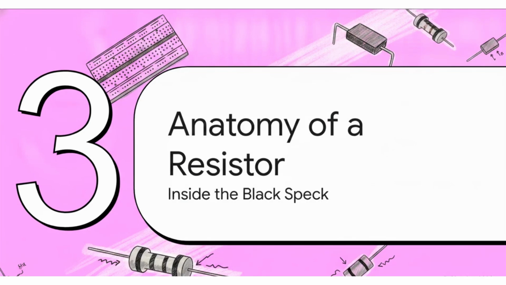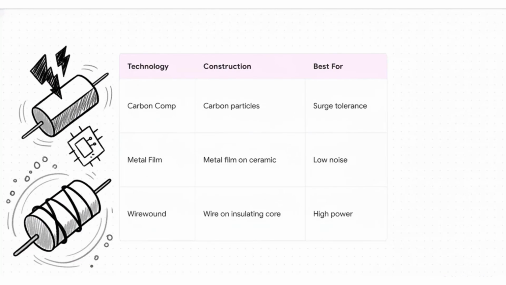All right, section 3, anatomy of a resistor. Let's peel back the layers and see what's actually inside that tiny black speck. Because engineers don't just grab any random resistor. They select a very specific technology based on needs. Take carbon composition resistors, for example. They use blended carbon particles. They're older, sure, but they are incredibly tolerant to sudden, massive power surges.